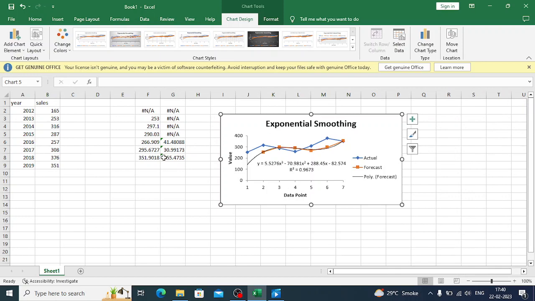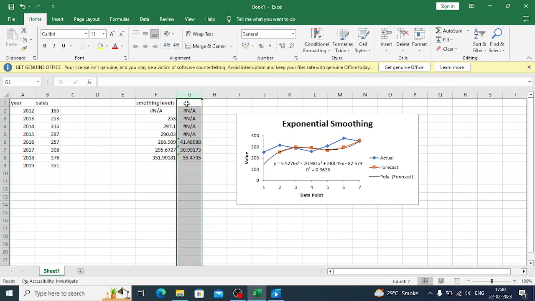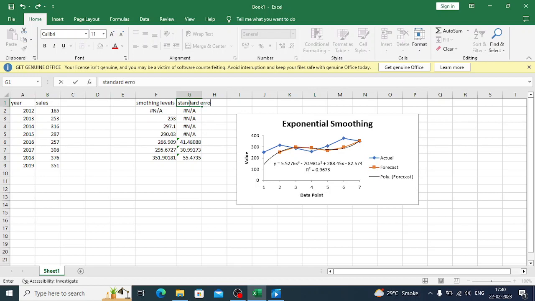Now here, along with that exponential smoothing part, we are going to have this NA and all these outputs. So in this first column is nothing but the smoothing level, and in this second I have defined standard errors also. So this one is going to be standard errors.